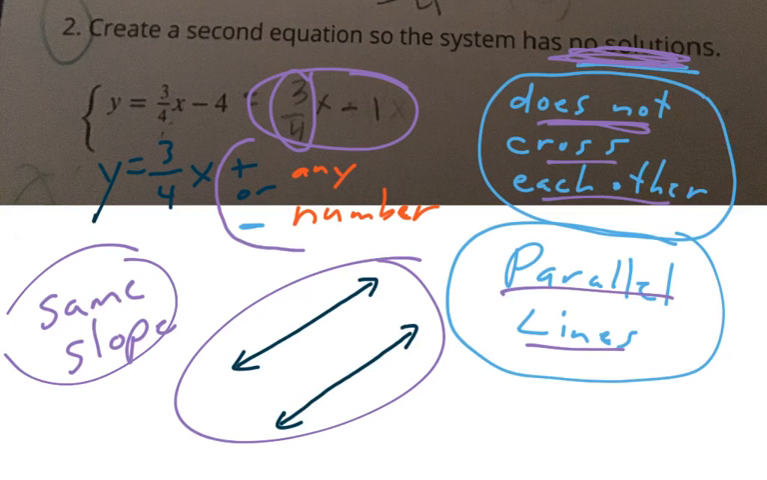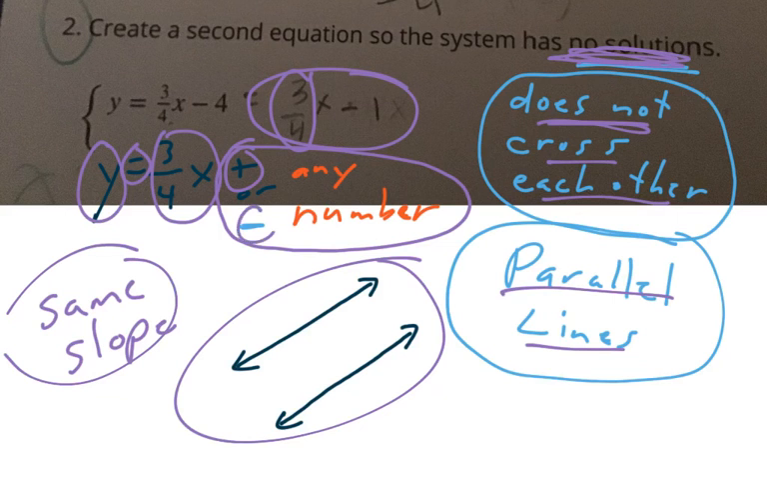But I just want you to know you could have picked any number. As long as it said y equals 3/4 x, you could have said plus or minus any number, and it would have been parallel because you have the same slope 3/4.